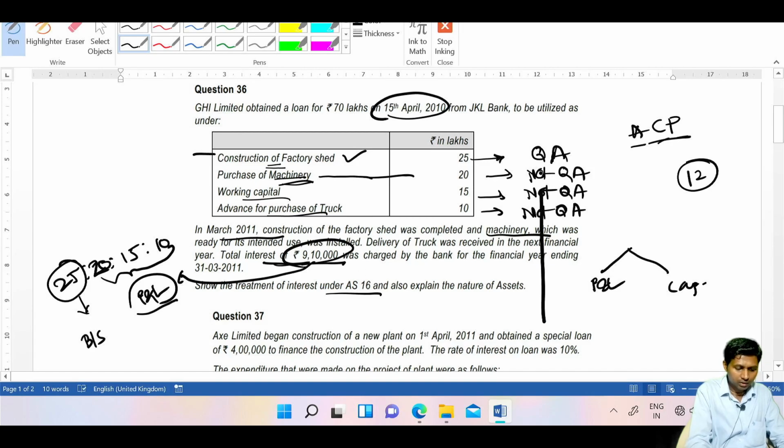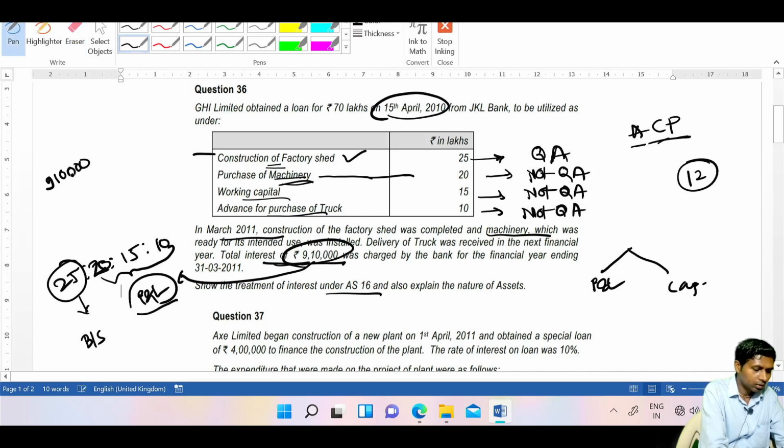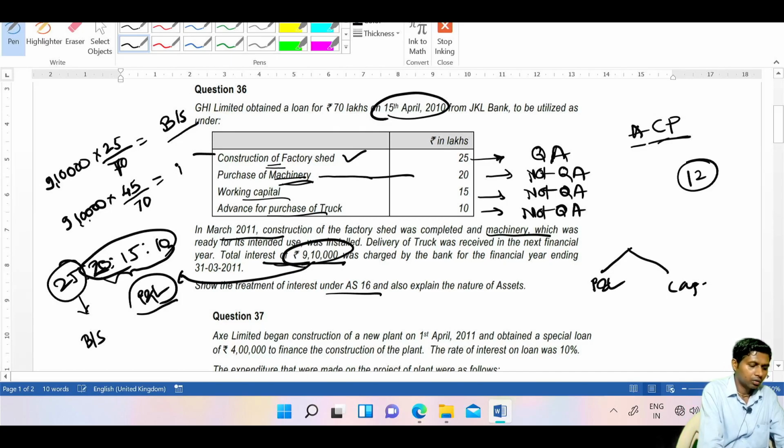Now how to divide? Let's say, should I show you the calculation? If you want the calculation, then let's say 9,10,000 into 25 divided by how much? 25 plus 20 is 45, 50, 60, 70, divided by 70. You will get the amount to be written to the balance sheet. And then the remaining amount, 9,10,000 into 45 divided by 70, to profit and loss.